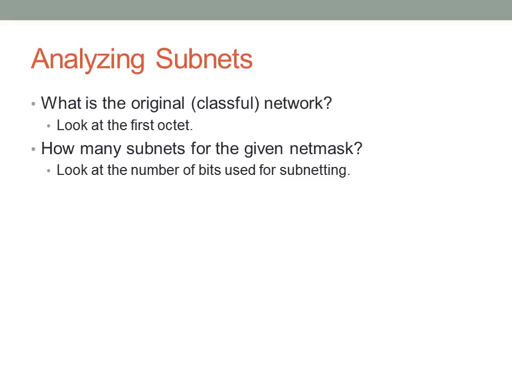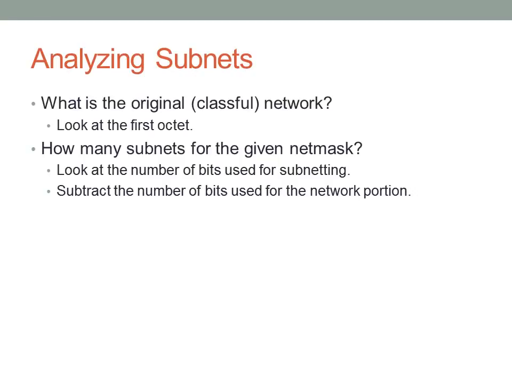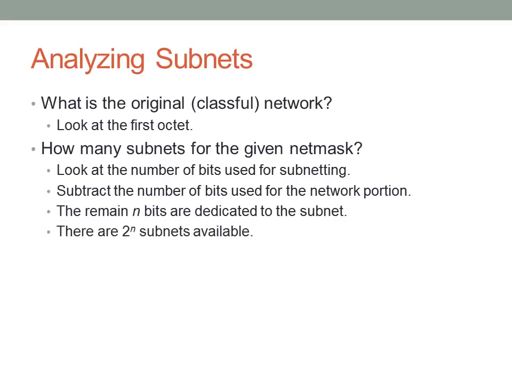the conversion. After we do that, we'll want to subtract the number of bits that we used for the network portion. So for example, if we have a class A address, that would only be 8 bits used for the network portion. And so we'll take from our subnet mask 8 bits. The remaining n bits are dedicated to subnetting, and based on those n bits, there will be 2 to the n subnets available, and there actually is an exception to that we'll talk a little bit about here in a second.